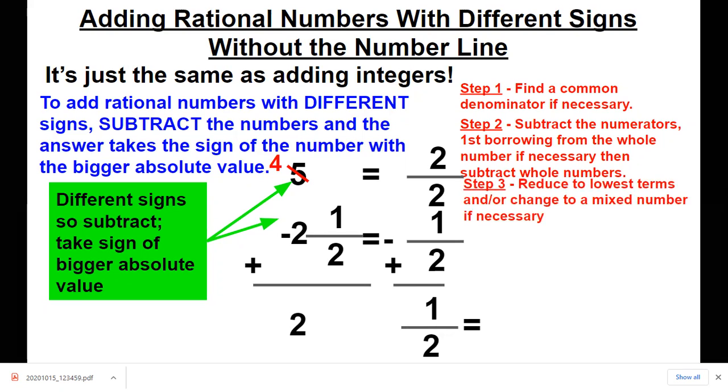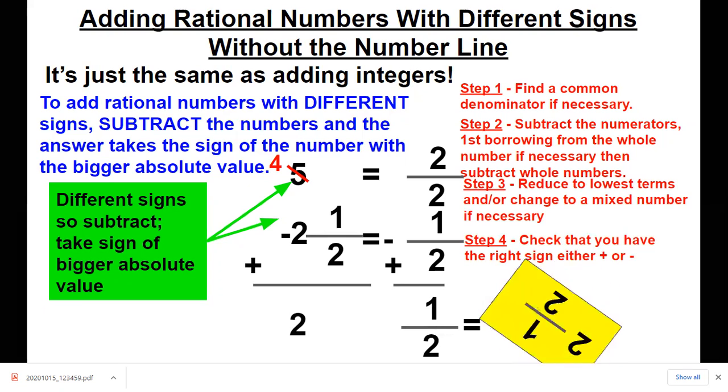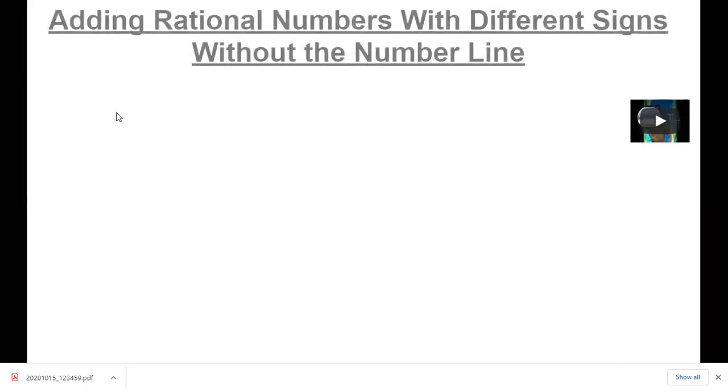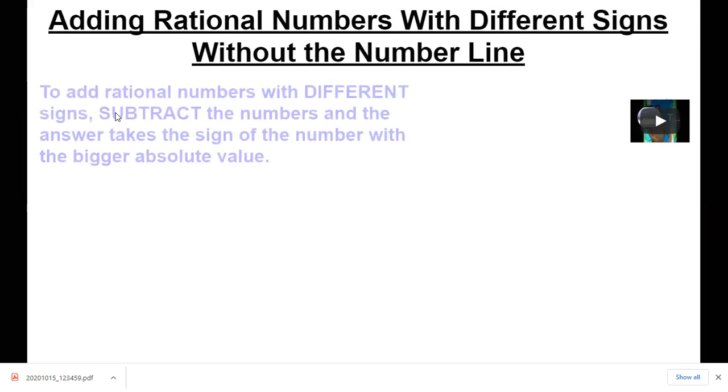Reduce to lowest terms or change to a mixed number if necessary. It's not necessary. Check that we have the right sign. We checked that. There it is, 2.5. That is our answer. It's a little more complicated with rational numbers, isn't it? Okay, let's try another one.